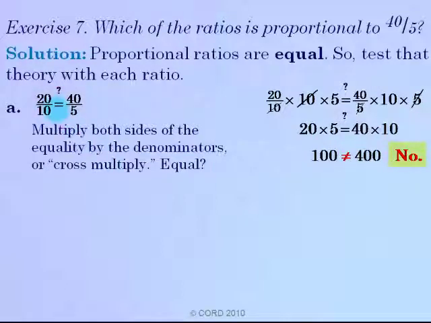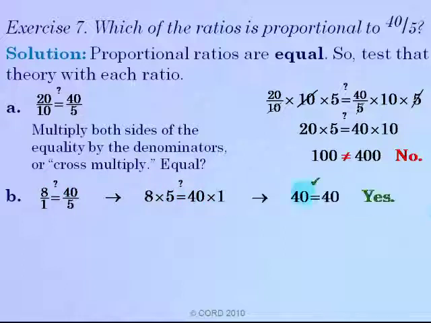20 to 10 is not equal to 40 to 5. Here's a second ratio, 8 to 1. Is that equal to 40 to 5? Well, again, we'll cross multiply. 8 times 5, is that equal to 40 times 1? 40 equals 40, so yes, 8 to 1 is equal to 40 to 5.